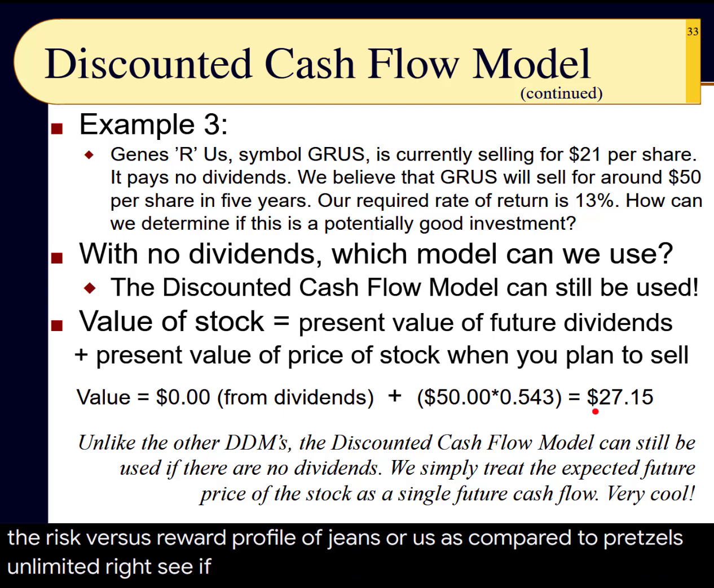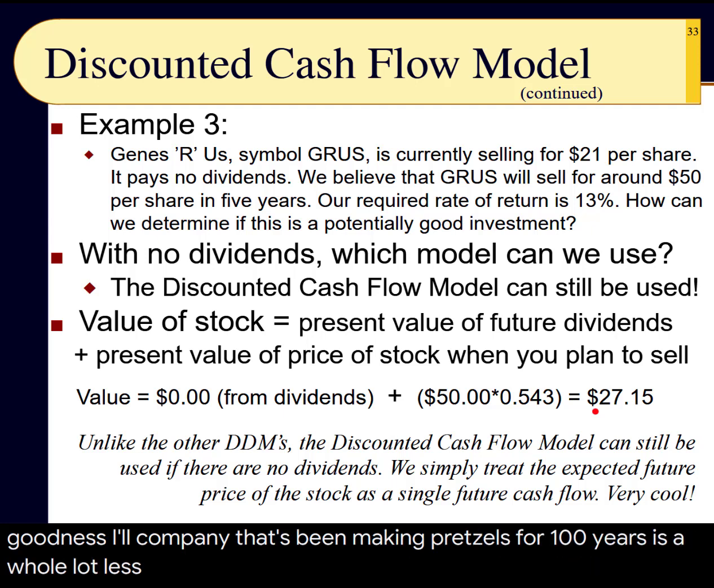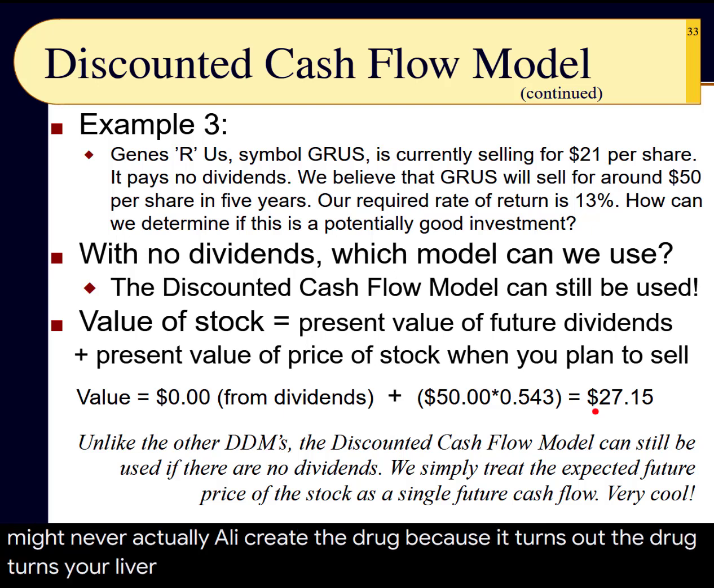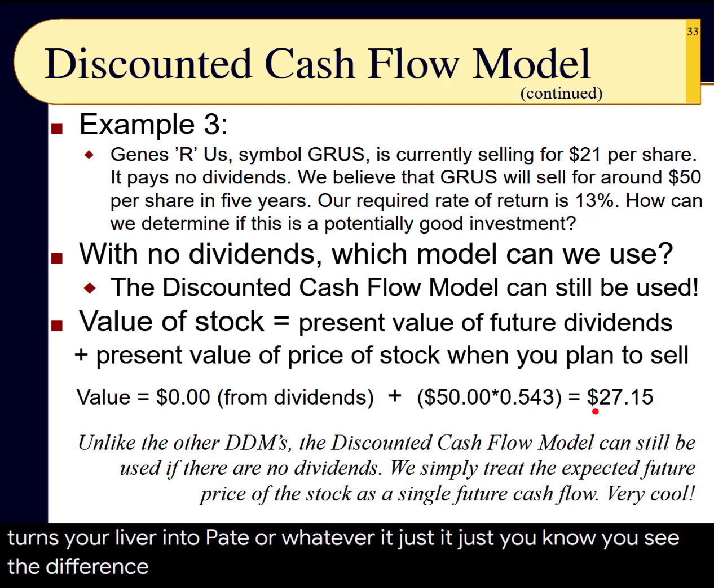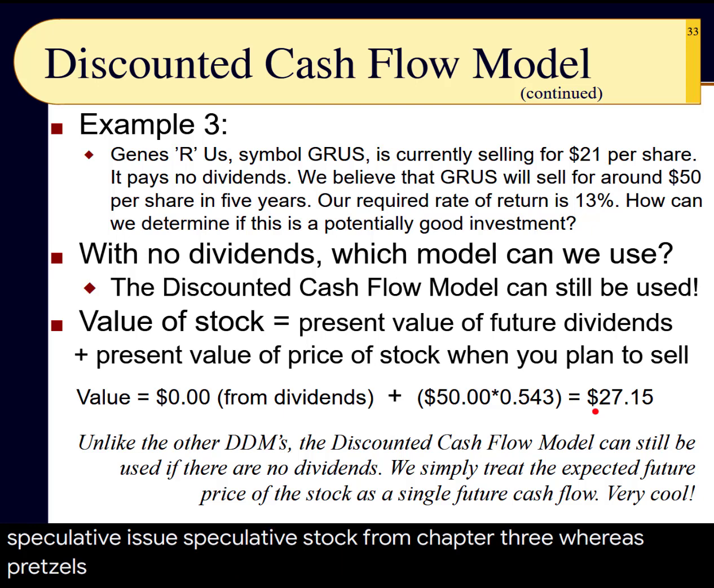Right. If you've been paying attention, you'll say, oh my goodness, a company that's been making pretzels for 100 years is a whole lot less risky than a company that hasn't created the drug yet and might never actually create the drug because it turns out the drug turns your liver into pate or whatever. You see the difference? This is a very speculative stock. Remember speculative issue, speculative stock from chapter 3. Whereas Pretzels Unlimited is a more income-oriented stock.